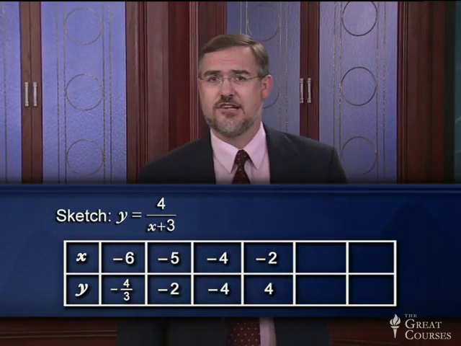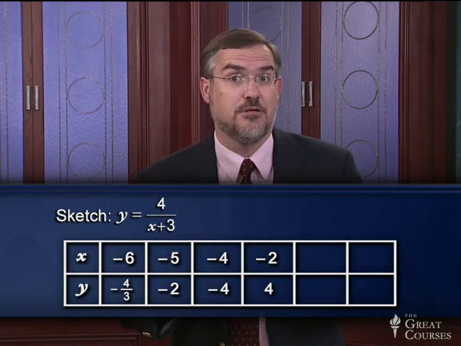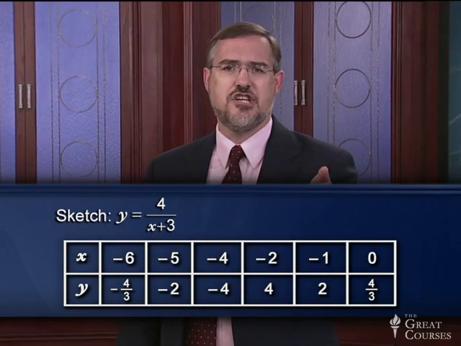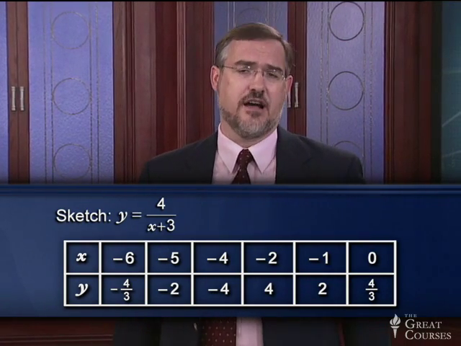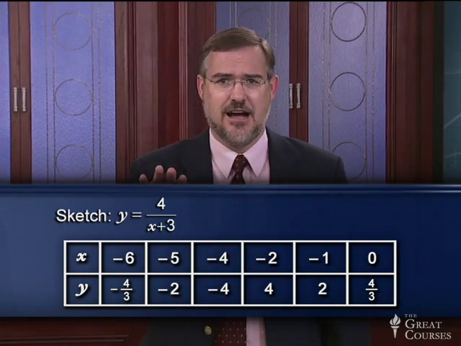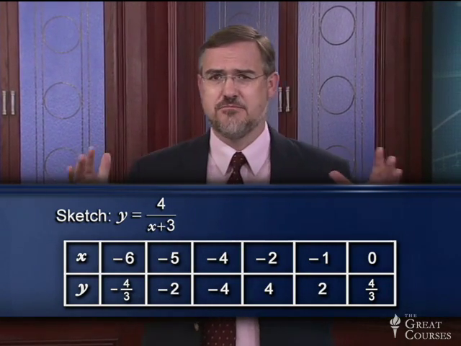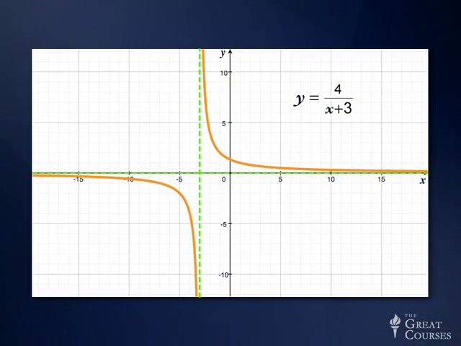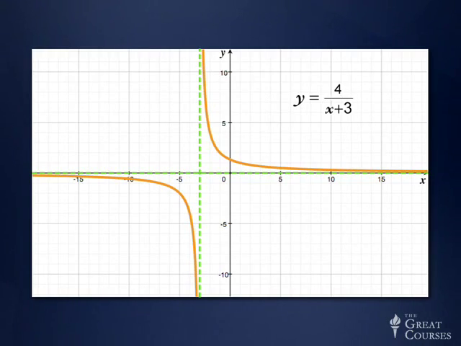Notice I just hopped over x equals negative 3. Remember, I'm not allowed to plug that in. When x is negative 1, I would get 2 back for y. When x is 0, I get 4/3. We already knew that because that's the y-intercept. Now plot all those points, connect the dots, and keep all this asymptote information in mind, and the graph you'll have will then look like this. And notice the vertical asymptote, the horizontal asymptote, the y-intercept, and the lack of those x-intercepts. And that graph is good to go.